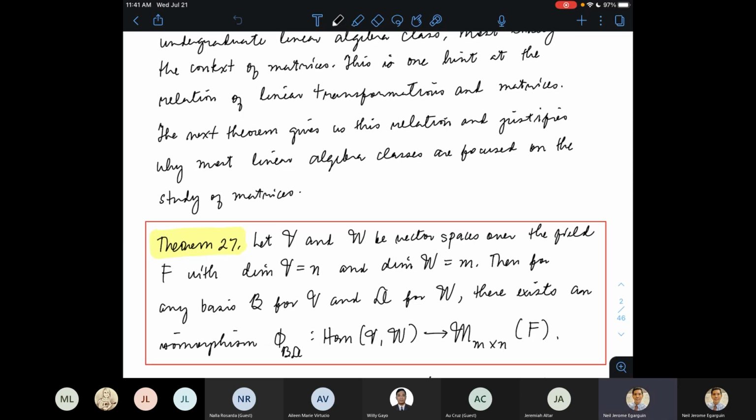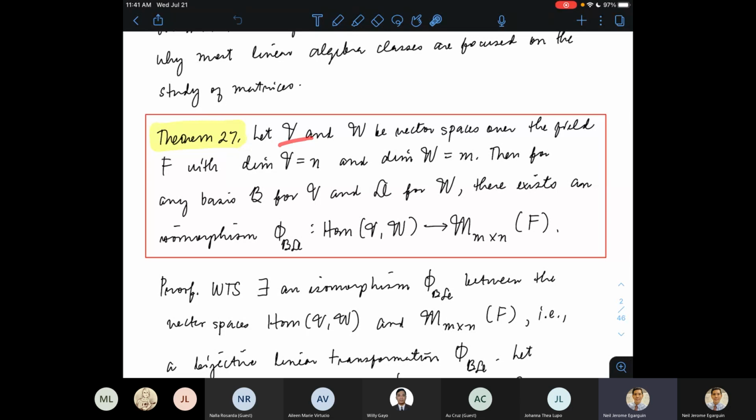what this is. So we'll start the module with theorem 27, which right off the bat establishes the equivalence between the set of all m by n matrices and the set of all linear transformations from a vector space of dimension n to a vector space of dimension m. So here we consider two vector spaces. So we have a vector space V, a vector space W, and we have the same underlying field F. The underlying field here will be crucial. You'll see later why. And then we have predetermined dimensions for V and W.